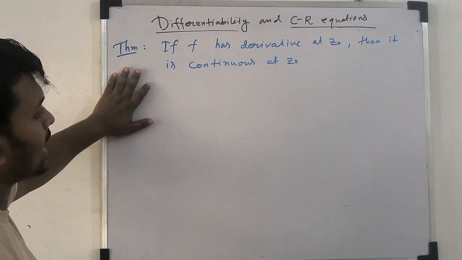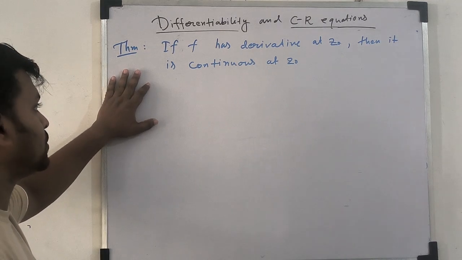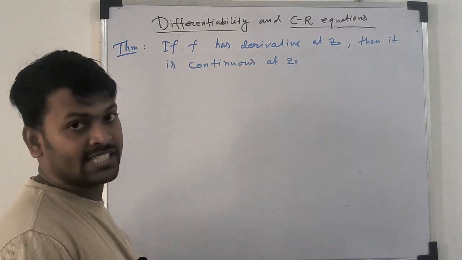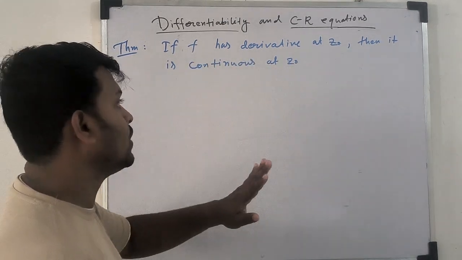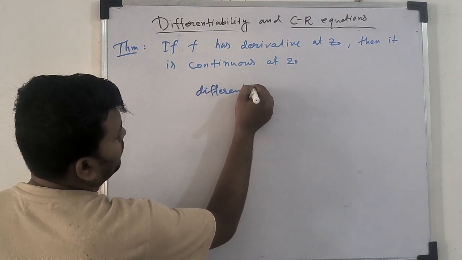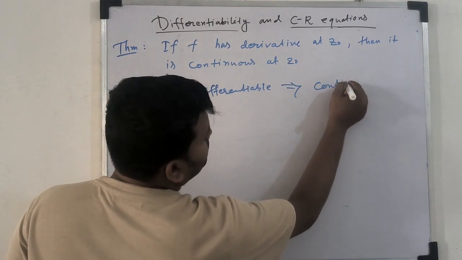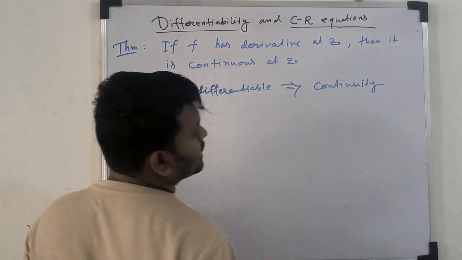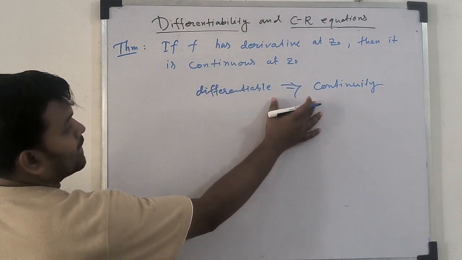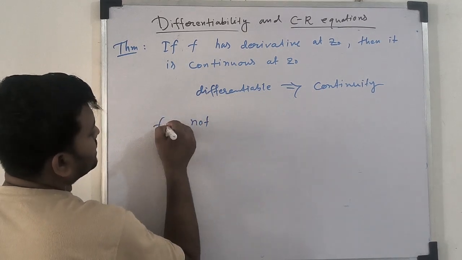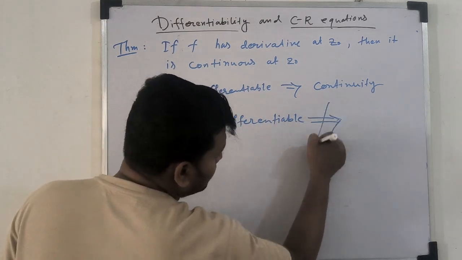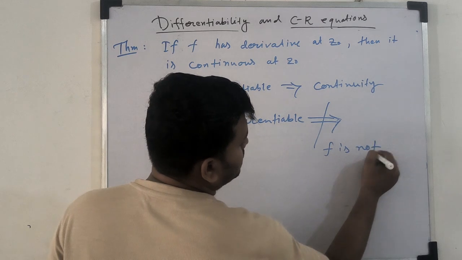So this is another theorem which is very important. See what happens if the function f has a derivative at z0, that is, f is a differentiable function at z0, then it is continuous at z0. So whenever differentiable, this implies continuity. Differentiability implies continuity. But if we prove that f is not differentiable, this does not imply that f is not continuous.